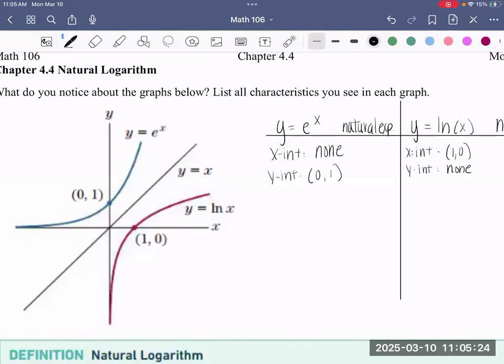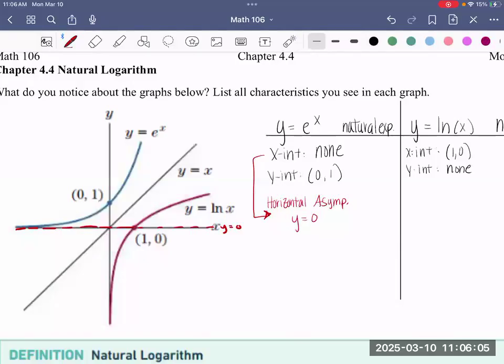Now let's talk about why we might not have an x-intercept or a y-intercept. We already know for your exponential function that we have a horizontal asymptote. We talked about why that was. That was at y equals 0. So for your natural exponent, we have a horizontal asymptote at y equals 0, and that is why we did not have an x-intercept.